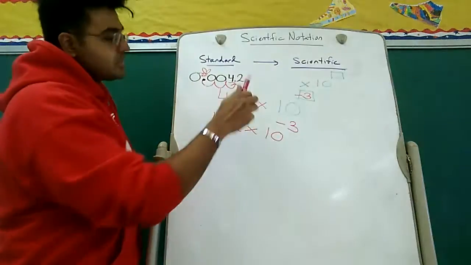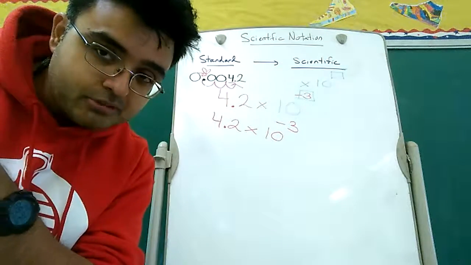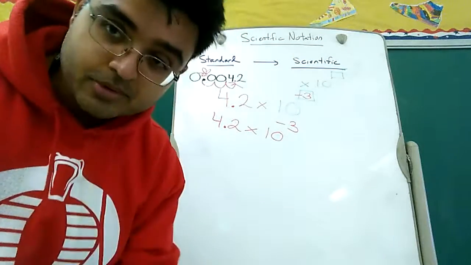And this is how you change a very tiny number with zeros all the way in the front into a scientific number. Thank you.